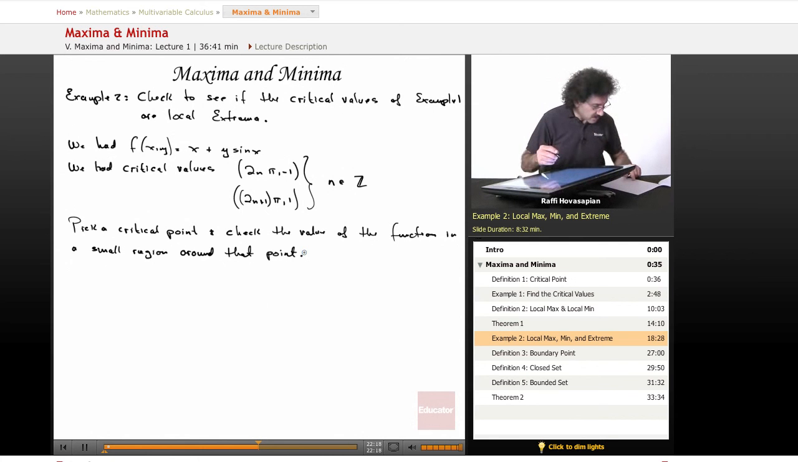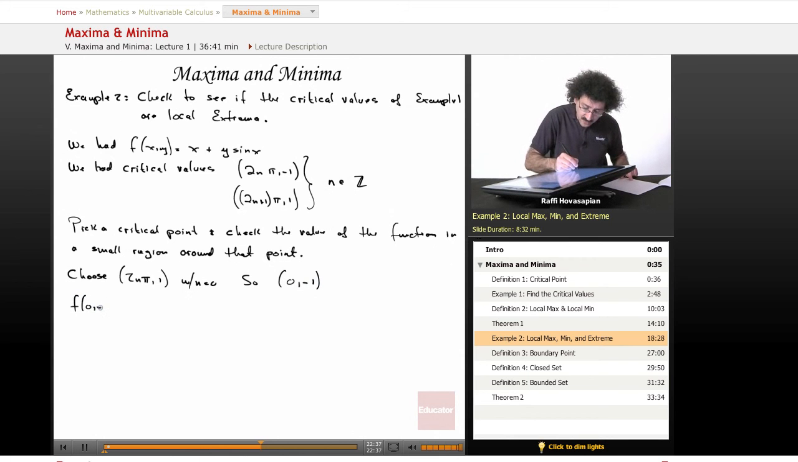So now let's just choose 2n pi, negative 1 with n equals 0. I'm just going to pick the easiest point, 0, negative 1. That's going to be our critical point P. Let's find the value of the function at 0, negative 1. The function is x plus y times sine x, so it's 0 plus negative 1 times the sine of 0, which is 0. So the value of the function there is 0.